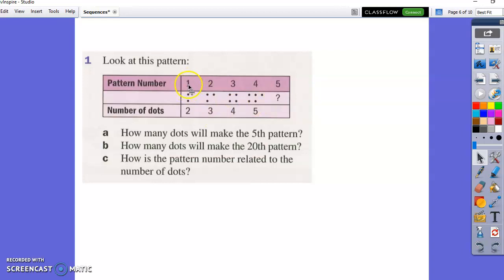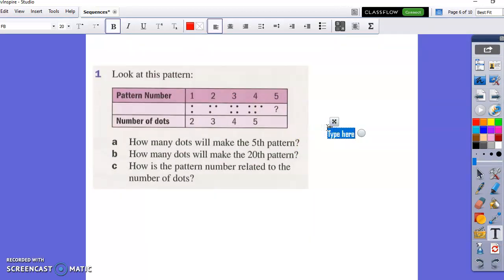I have the first term, it has 2, it's like 1 plus 1. At the second one I have added one more, so it will be 2 plus 1, 3 plus 1, 4 plus 1, 5. So the fifth pattern or the fifth term will have plus 1, which will make it 6. What about the 20th pattern? What do you think? So since we added 1 to this one, we have plus 1.